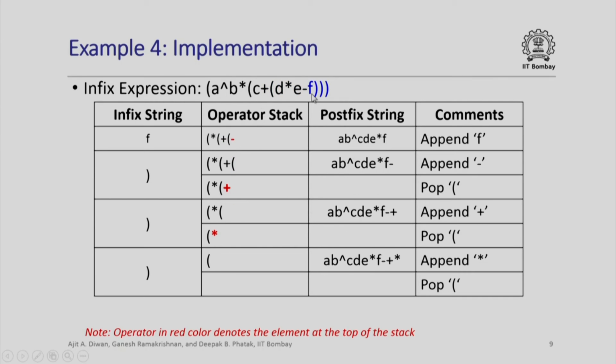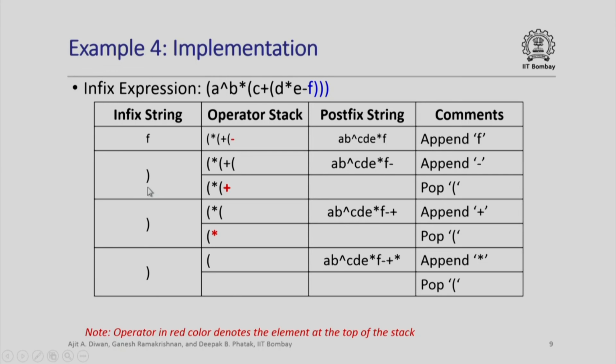We come across this F. F is an operand, so we simply append it to the postfix string. Now we come across the first closing bracket. When we come across the closing bracket, we append the minus operator which was on the stack to the postfix string. Now we look at the stack, it has an opening parenthesis. Please note that the opening parenthesis now matches this closing parenthesis which we have come across.